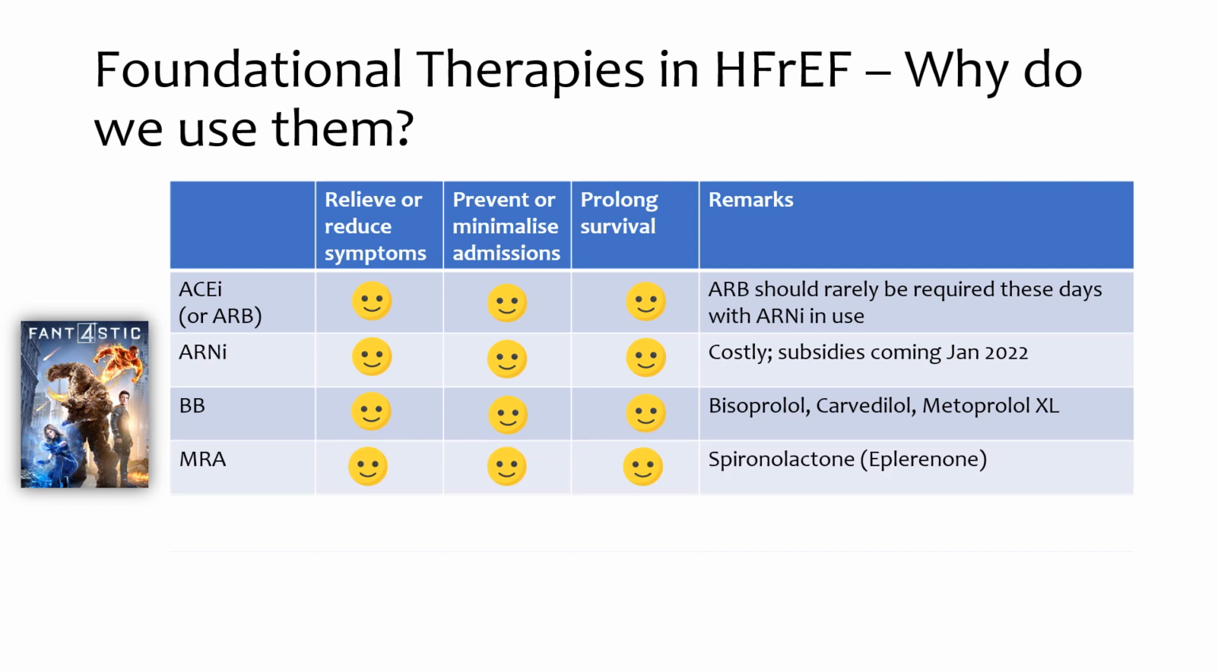For the MRAs or aldosterone antagonists, the same story recurs. There are all 3 functions you fulfill. And in Singapore, in the restructured hospitals, you use a lot more of spironolactone because it is generic, whereas eplerenone is still branded.